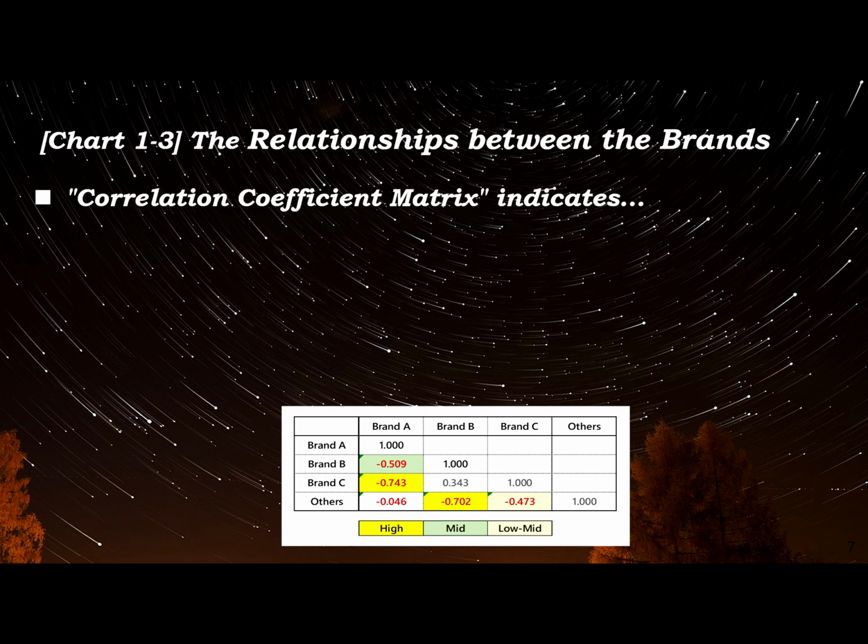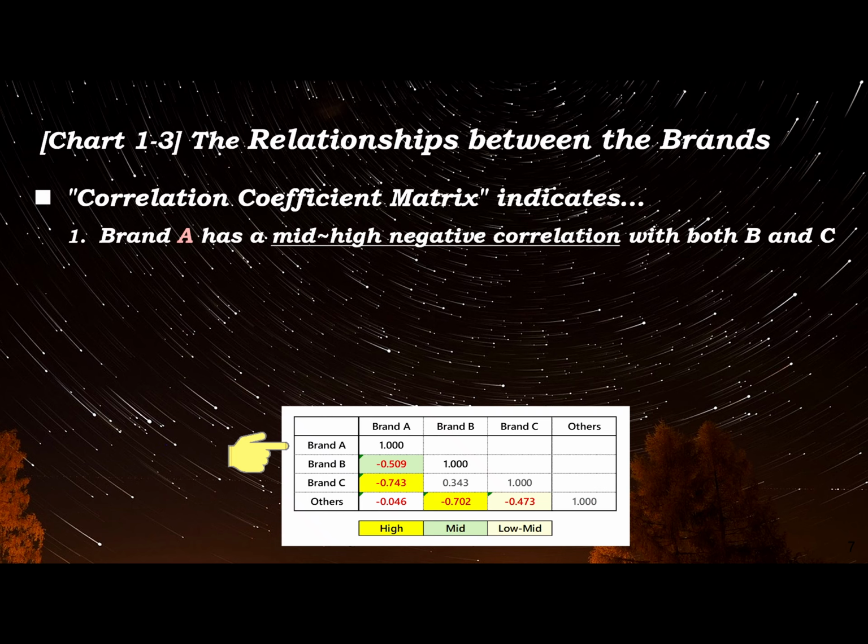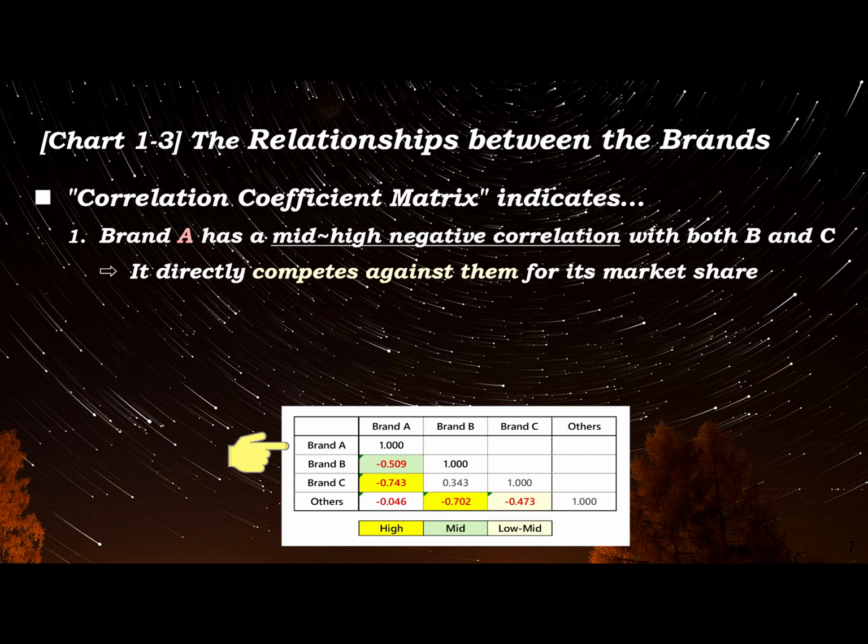Number 1. Brand A has a strong negative correlation with both B and C. In other words, it directly competes for market share with these second and third brands. Therefore, the more competing brands perform well, the greater the risk of being negatively affected.